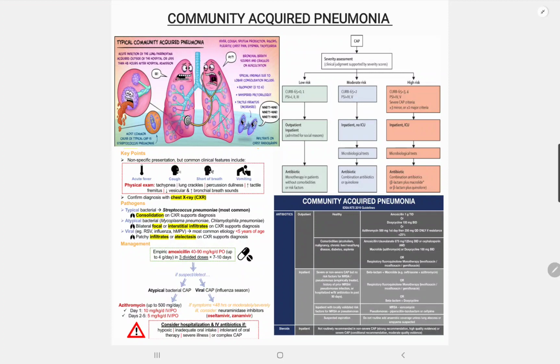The severity can be assessed by a score which is commonly known as the CURB-65 score. It evaluates the severity of pneumonia based on confusion, urea, respiratory rate, blood pressure, and age. Another tool is the Pneumonia Severity Index (PSI), which assesses the risk of mortality and helps guide the level of care needed.